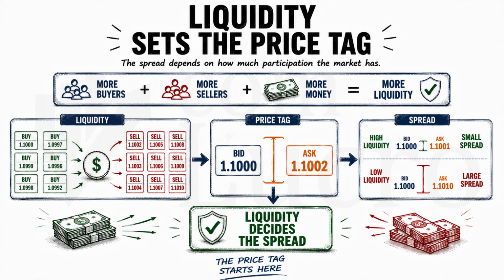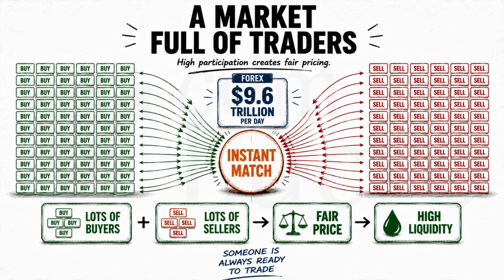So if the spread is the price tag, liquidity is the thing that sets it. And this is where our two words finally connect. Liquidity just means how many buyers and sellers are active in a market, and how much money is actually flowing through it at any given moment. Picture a huge, crowded marketplace where thousands of people want to buy and thousands want to sell, all at the same time. In a place like that, you can always find someone to trade with instantly and at a fair price. That's a liquid market. And Forex, at around $9.6 trillion a day, is the most liquid market in the world.